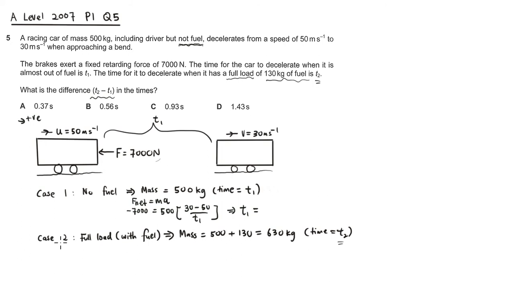Now, what about the full load with fuel? It's the same thing again because it acts with the same force, so the force again is negative 7,000. But obviously the mass is different: the new mass is 630. The velocities are again the same, 30 minus 50, divided by t2. So in this case, try to find t2. Once you find t1 and t2, you can find the answer for the difference, right?